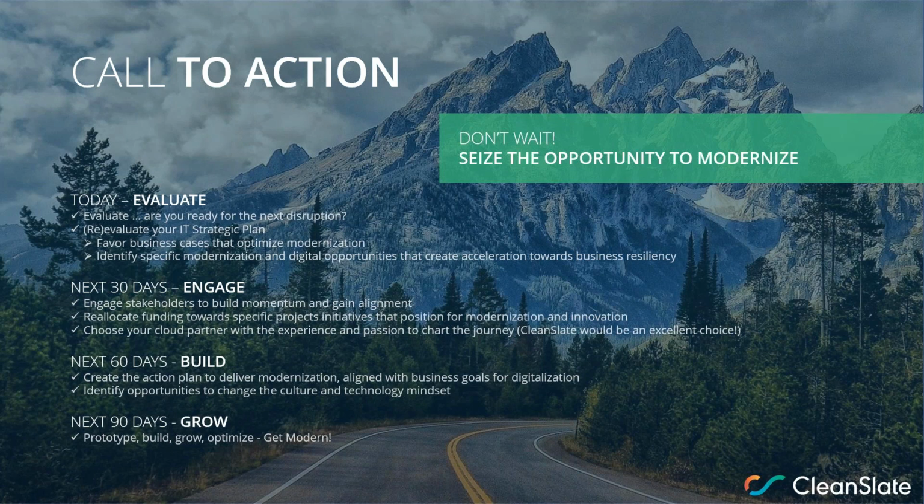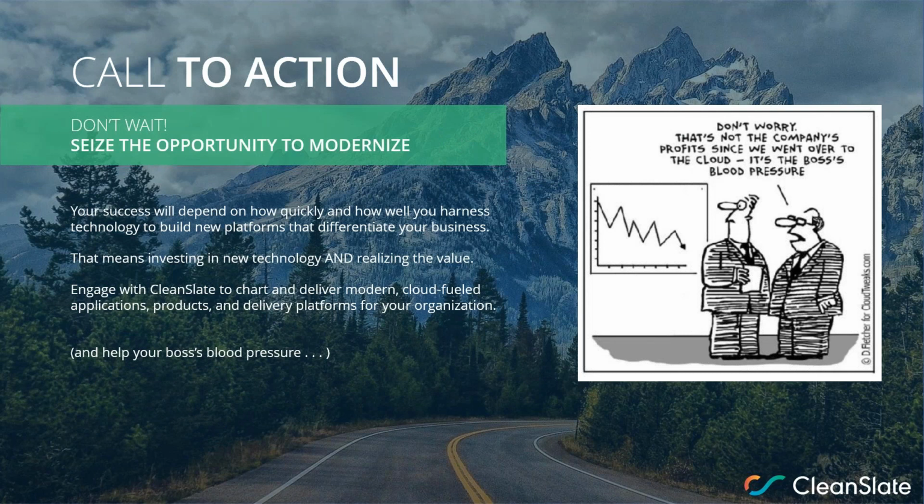And then across the next 60 and 90 days, work with your partner to create that action plan, to deliver the modernization, identify those opportunities, but also don't overlook the opportunities to drive cultural change and align with those stakeholders and the culture and technology mindset around modernization. And then finally, act on that action plan, prototype, build, grow, optimize, and of course, get modern. So finally, I'll leave you guys today with our thoughts. Seize the opportunity to modernize. Don't wait. Your competition is not waiting.